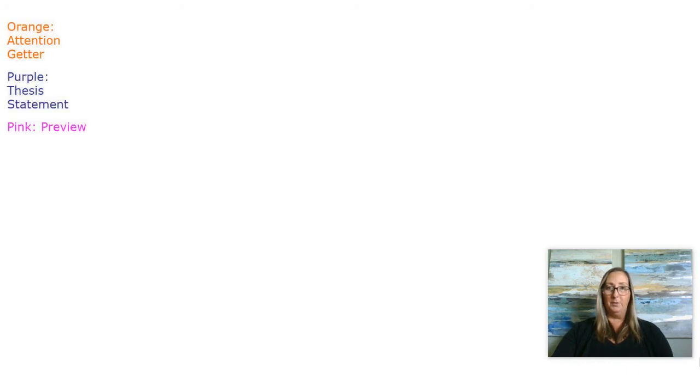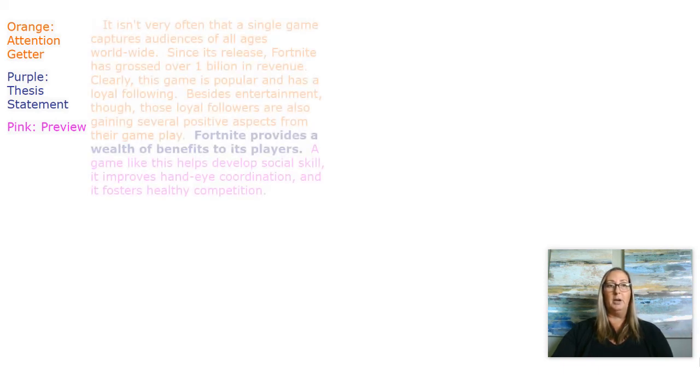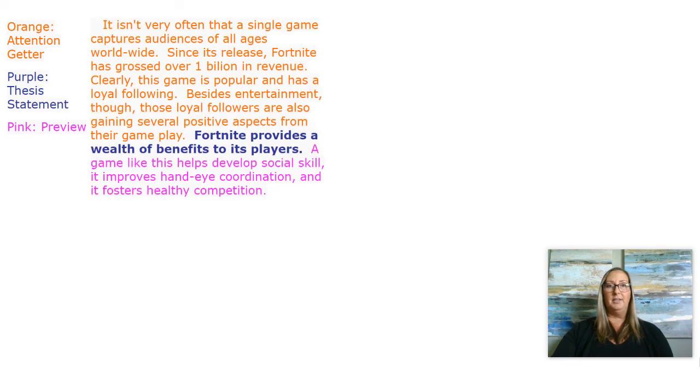Just to review, here are the 2 paragraphs that we've just been talking about. You'll see in this paragraph, the orange is the attention getter. This is from the fortnight essay that I showed you at the beginning. And you see the orange is the attention getter. The purple, kind of bluish there is the thesis statement, the statement of what the essay is about. And then the pink is a preview of what is in that essay.